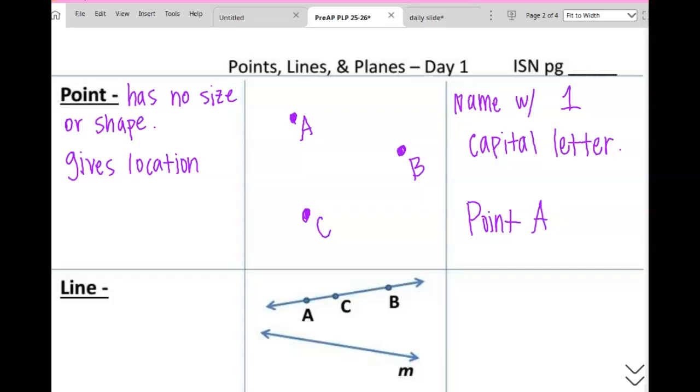When you have your quiz this Friday for points, lines, and planes, you will have to name things. And if you don't name it exactly how we have it here, it is not correct. So if you just say B, I don't know what that means. Okay? It needs to say point B. And it's okay if the word point is not capitalized, but the letter for the point needs to be capitalized.